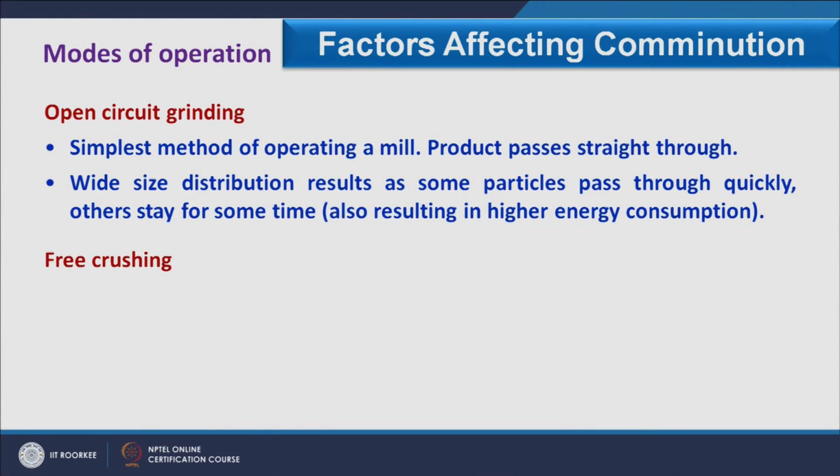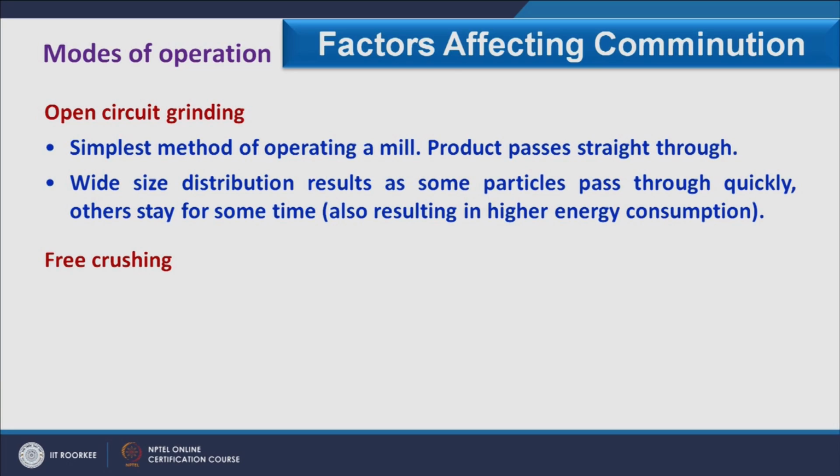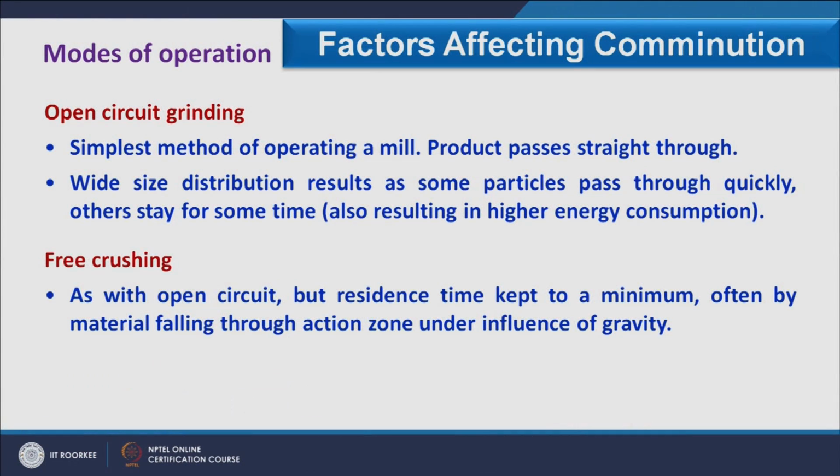The second mode of operation is free crushing. Now, in open circuit, feed enters from one side and exits from another side. In free crushing the same method is followed, feed enters from one side and exits from another side, but what is the difference? The feed moves through the action of gravity, that is why we call it free crushing. As with open circuit, the residence time is kept to a minimum in free crushing, often by material passing through the action zone under the influence of gravity.